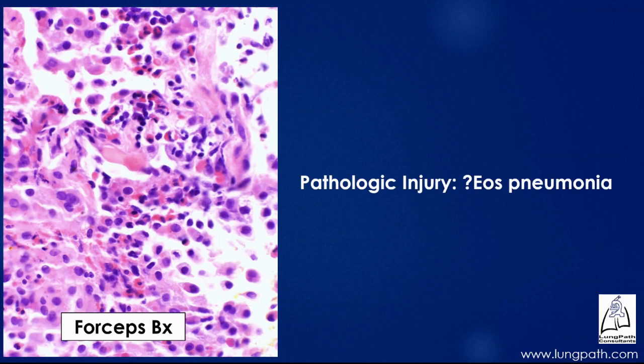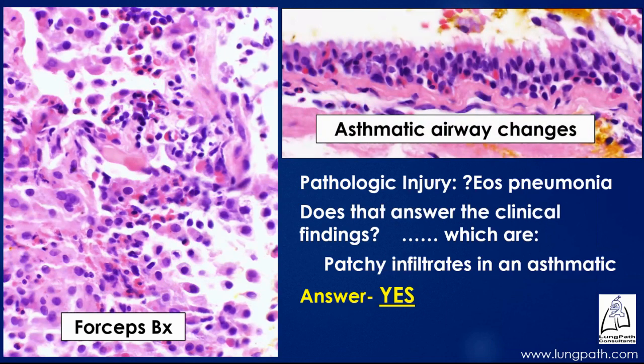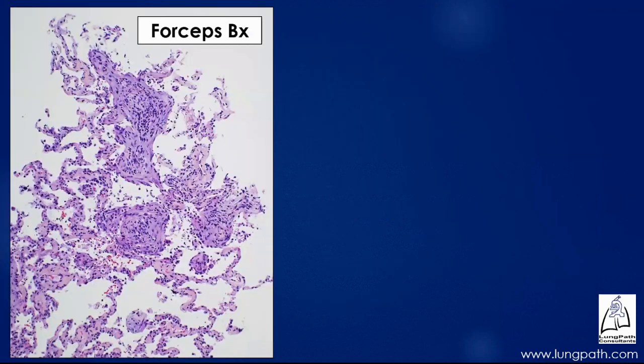Tiny little specimen, obviously too many eosinophils. This is fairly easy for you to get back to that pathologic injury pattern that's looking like eosinophilic pneumonia. Does it answer the clinical question? That's always what you're asking yourself. This is patchy infiltrates in an asthmatic. So yes, this is probably eosinophilic pneumonia related to this patient's underlying condition of asthma and its associated lung findings. And actually, if you go back to this same specimen and look in the airway, you can see eosinophils in the mucosa, in the bronchial lining cells, a common finding in asthma.